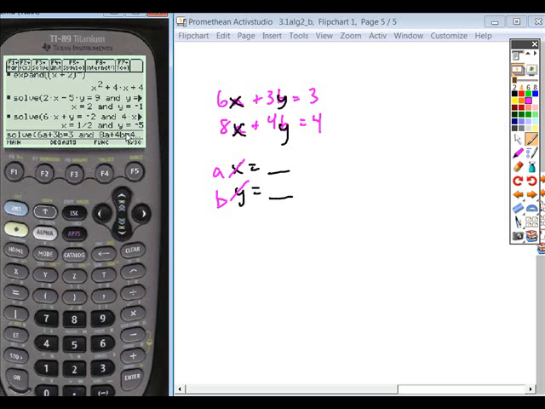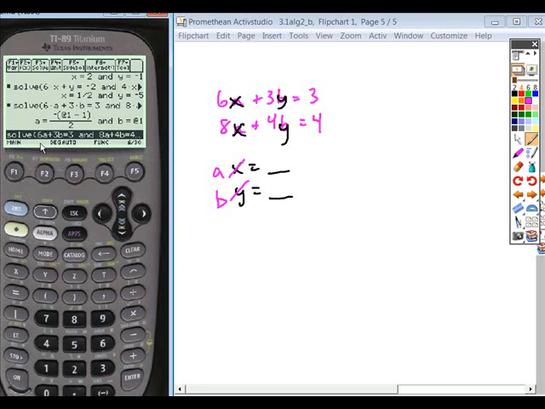So the advantage to doing it this way is when you hit enter, it gives you your answer and specifically tells you what A is equal to and what B is equal to. If you do use your calculator, the disadvantage is you have to type in A, often using the alpha key for every A and every B, so it just takes a little bit longer.